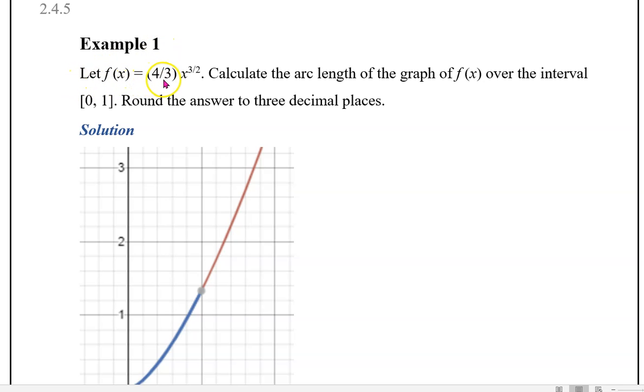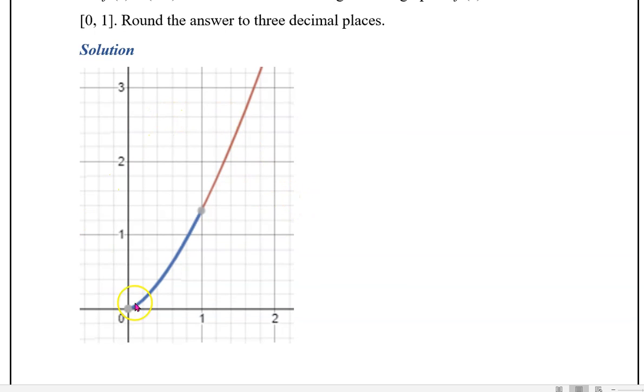Let f of x be given by 4/3 times x to the 3/2. Calculate the arc length of the graph of f of x over the interval from 0 to 1, and round the answer to 3 decimal places. You'll see here in the graph that this is the curve 4/3 times x to the 3/2. We have highlighted the part between 0 and 1 in blue. This is the section whose arc length we're trying to find. It is a curve and not a straight line segment. You can see it most especially when it gets close to the origin.